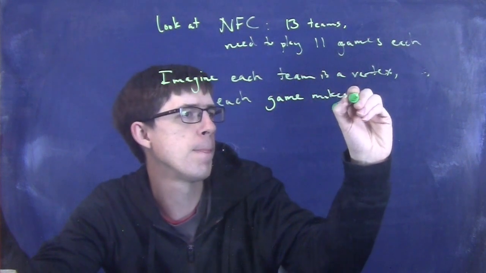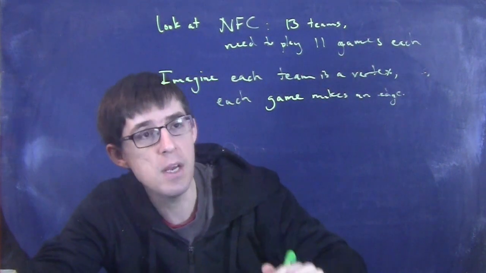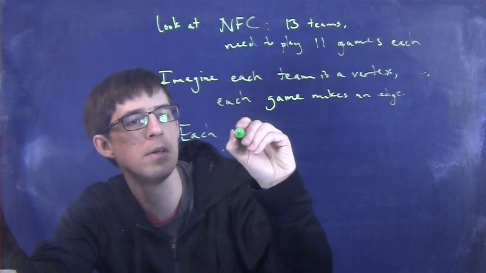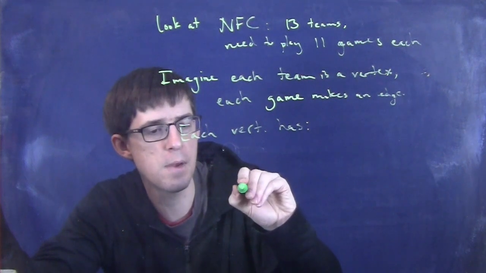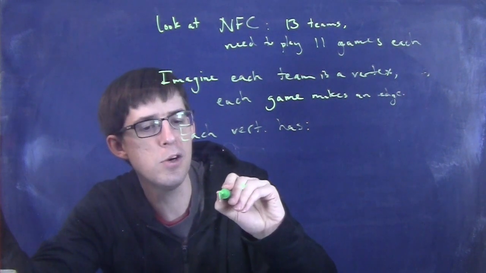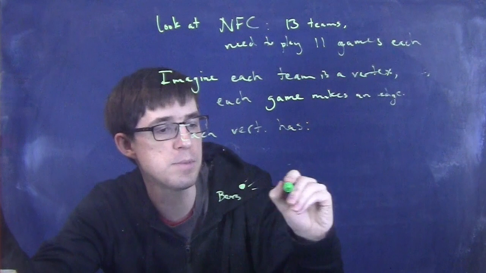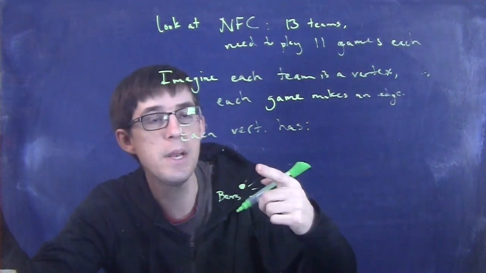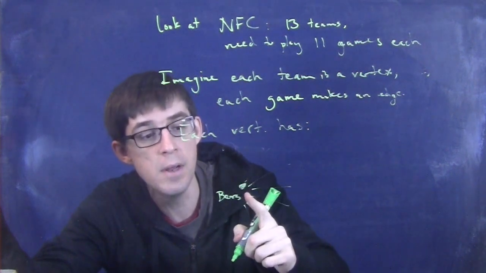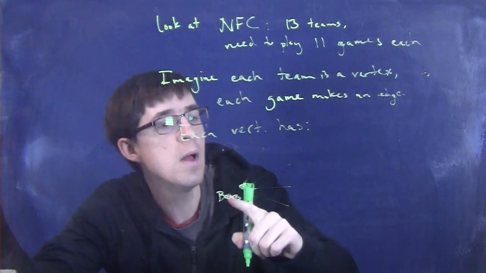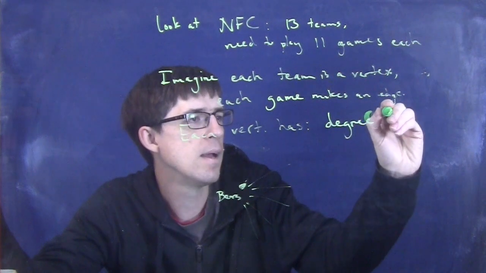All right. And we can say very specifically, what is the degree of each vertex? Each vertex has, what do you think? If you have, say, one vertex, which represents the Bears, and they play a bunch of games, and each of those games makes an edge, right, in this graph. How many games? I said how many games. They play 11 games each, which means the degree of this vertex is 11. And the rules for the Bears are the same as everybody else. So the degree of every vertex, each vertex has degree 11, right?